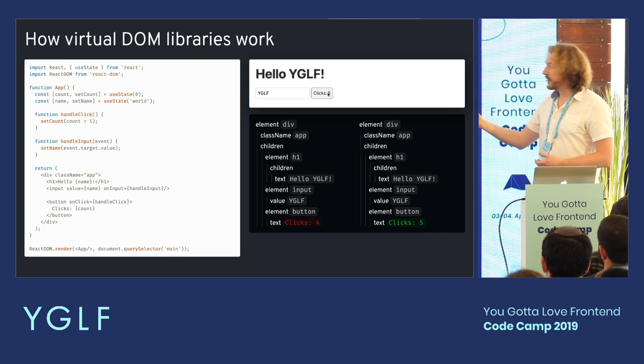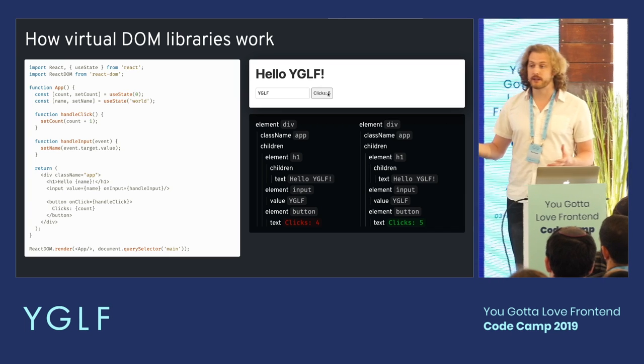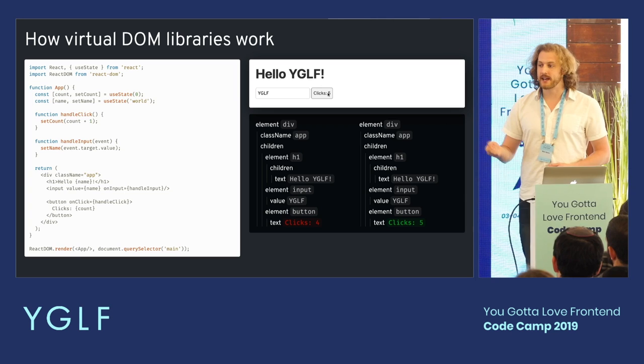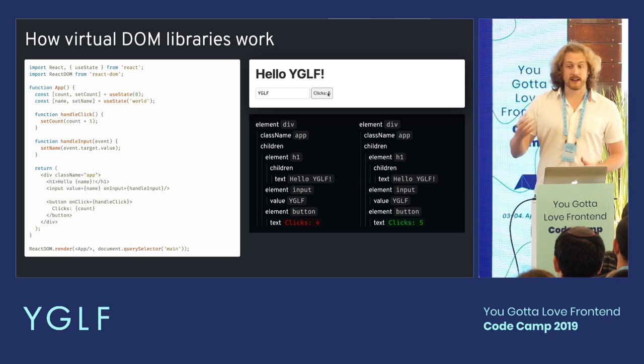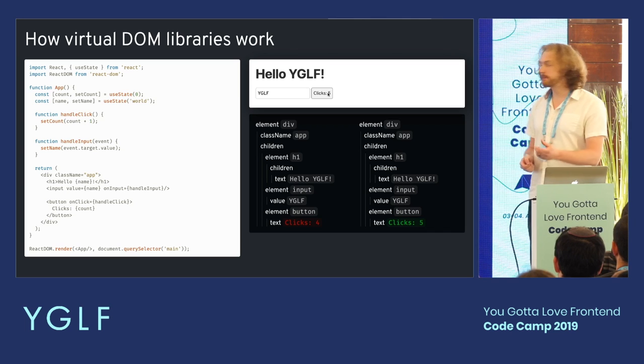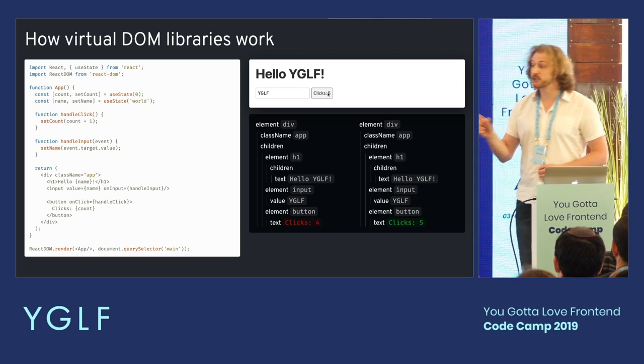Then we look at the children. It had an H1. It still has an H1, so we keep it. Then we look what's inside the H1. Some text. It hasn't changed. We keep it. Look at the input. It's still an input. We keep it. The value hasn't changed. We keep it. Look at a button. It's still a button. We keep it. Its text has changed.